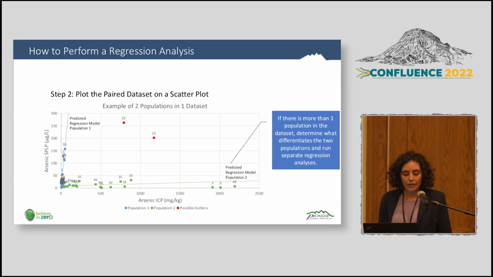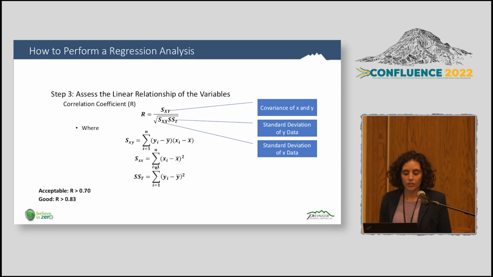So step 3 is to assess the linear relationship of the variables. Here I've got the general formula for the correlation coefficient, often known as R. It's just equal to the covariance of x and y divided by the square root of the product of the standard deviation of your y data and the standard deviation of your x data.